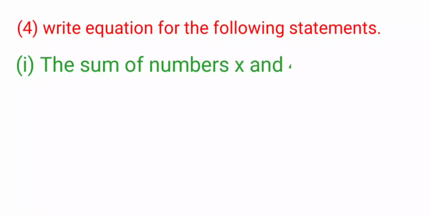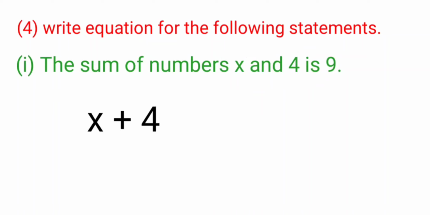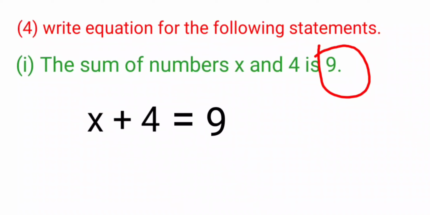The sum of numbers x and 4 is 9. We have to convert this statement into mathematical terms. The summation of x and 4 is x plus 4, and "is" means the equal sign, 9. So x plus 4 is equal to 9.